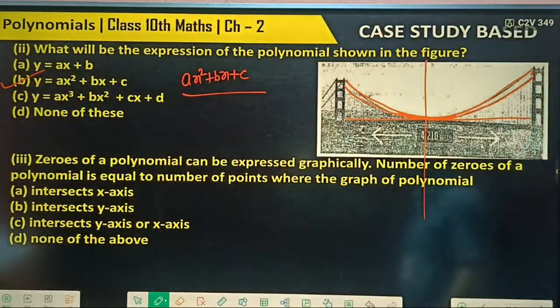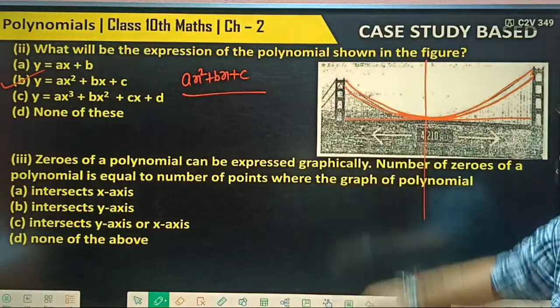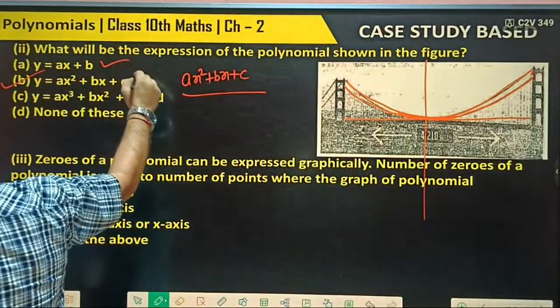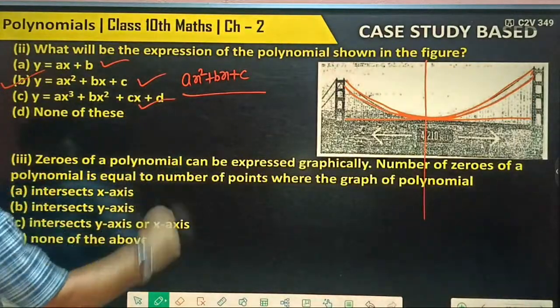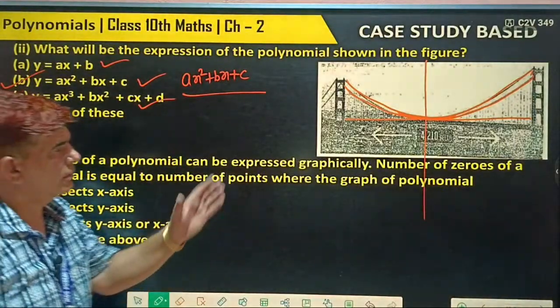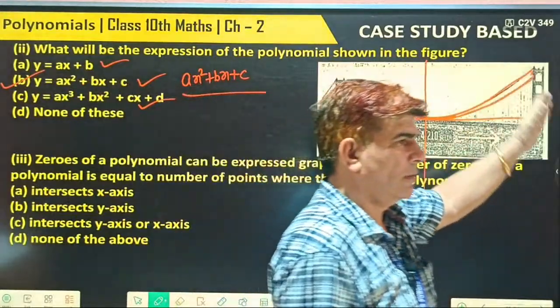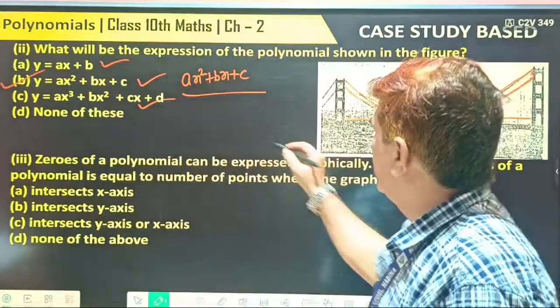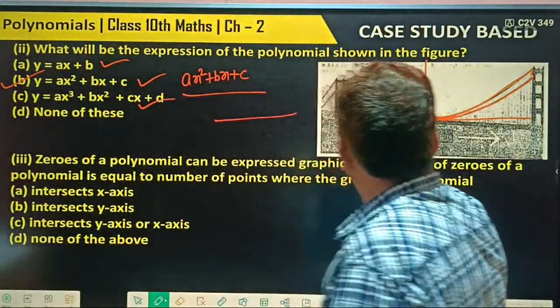Whose graph is this? It's the graph of a quadratic equation, the standard form of a quadratic. This is linear, this is quadratic, this is cubic. So it's the graph of a quadratic polynomial. Linear means a straight line, and this is not a straight line.